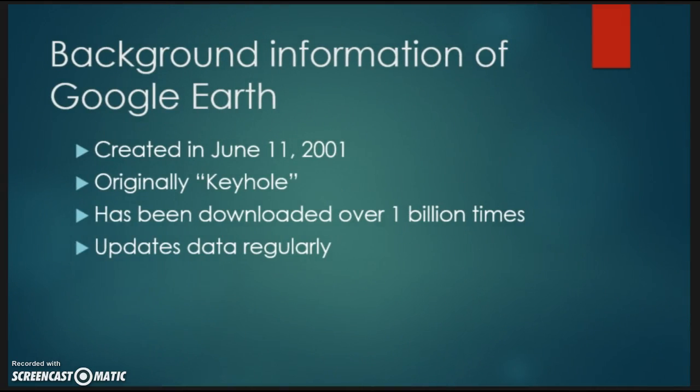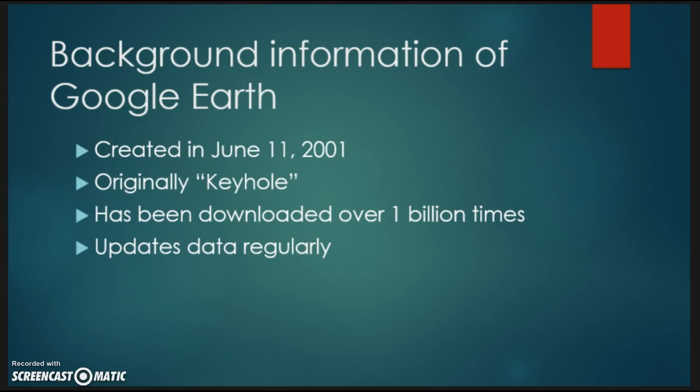The background information of Google Earth is that it was created on June 11th, 2001, and it was originally named Keyhole because it was a digital mapping company. And then Google Earth decided to change the name and also the product.